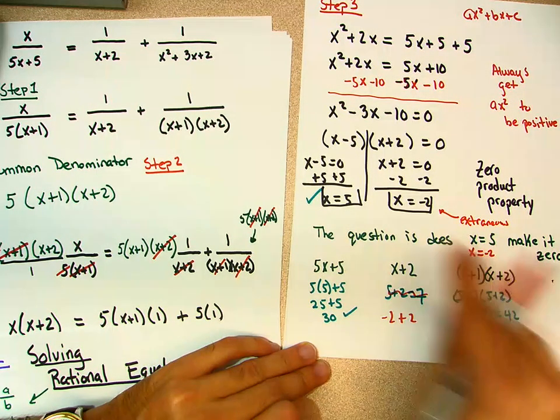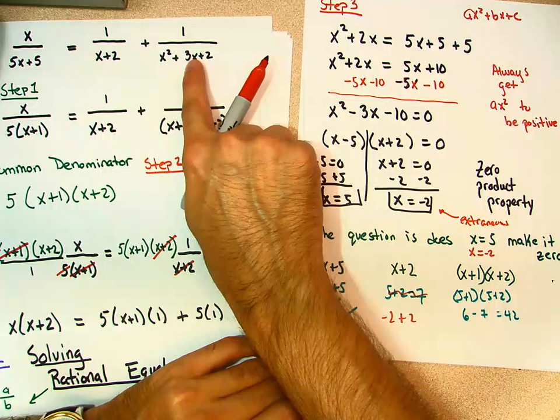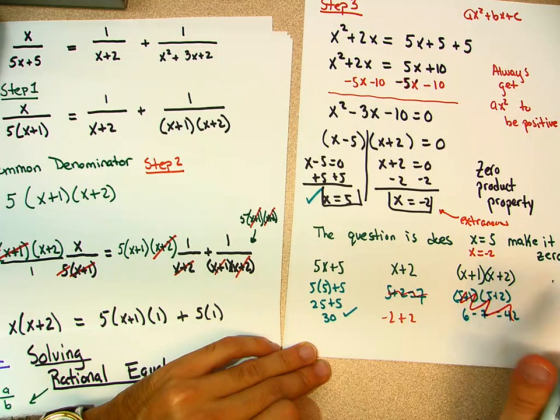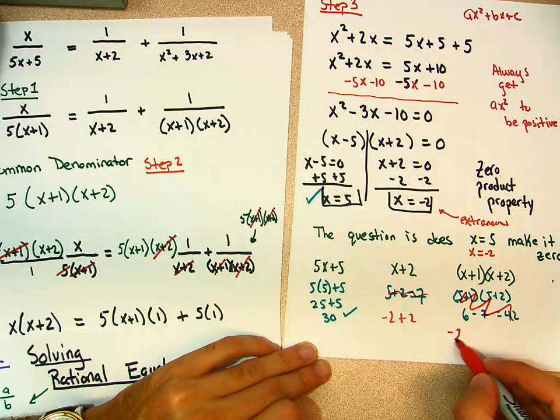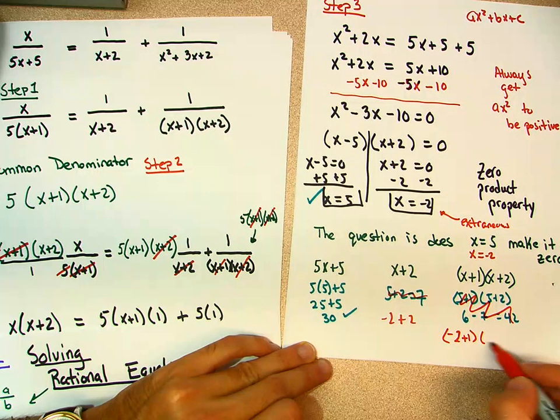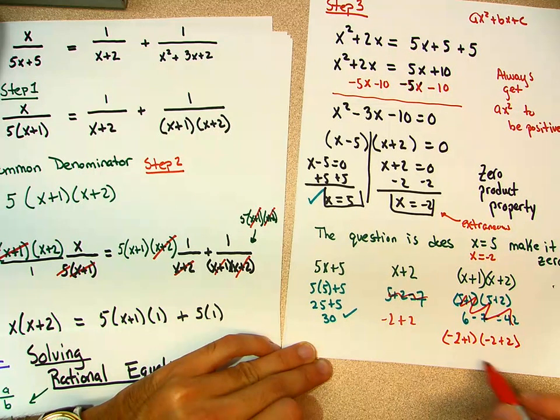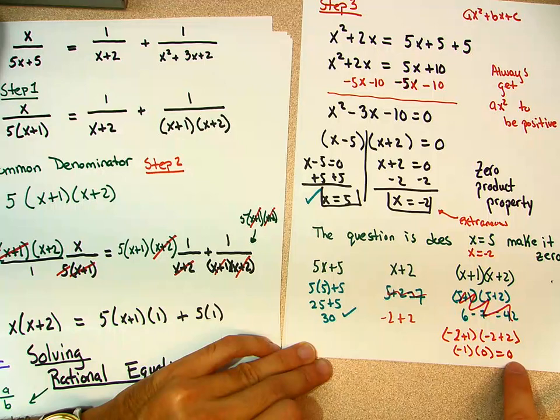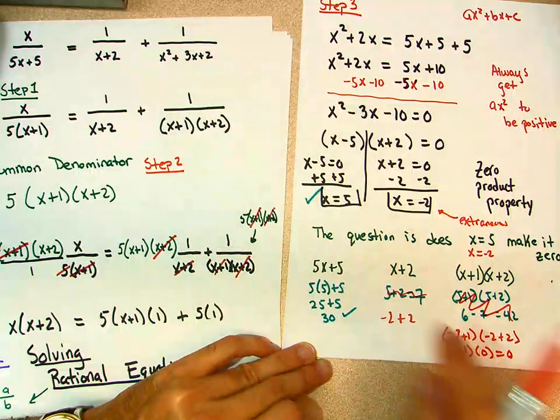And also, it will make this denominator 0 too, because here, if x is equal to negative 2, what do we have? We have negative 2 plus 1 times negative 2 plus 2. And let's say this is what? Negative 1 times negative 2 plus 2, which is 0. And this makes it 0. So now this whole thing becomes 0.